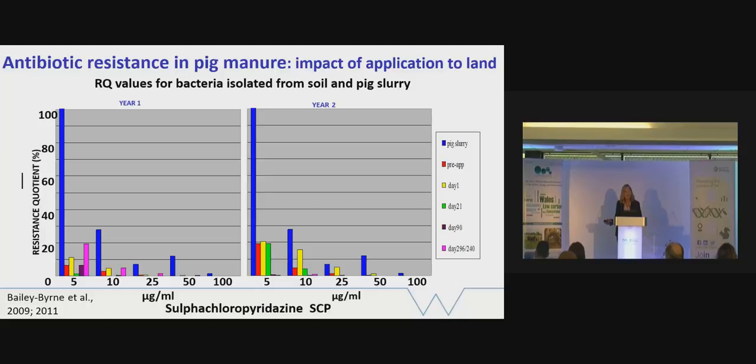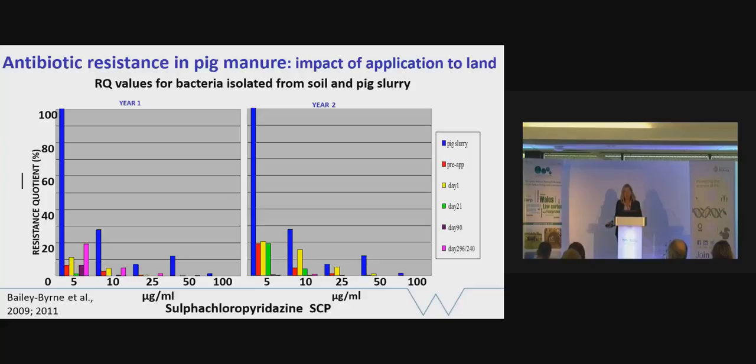And so what you can see there is that the blue line is the original pig slurry, which has very high level. Obviously, the resistance is expressed against the pig slurry, which is where everything is resistant to the drugs in question. So these are the three drugs. I've just got the data here for the sulfonamide because this is the one we were interested in, although we've got data for the whole lot.